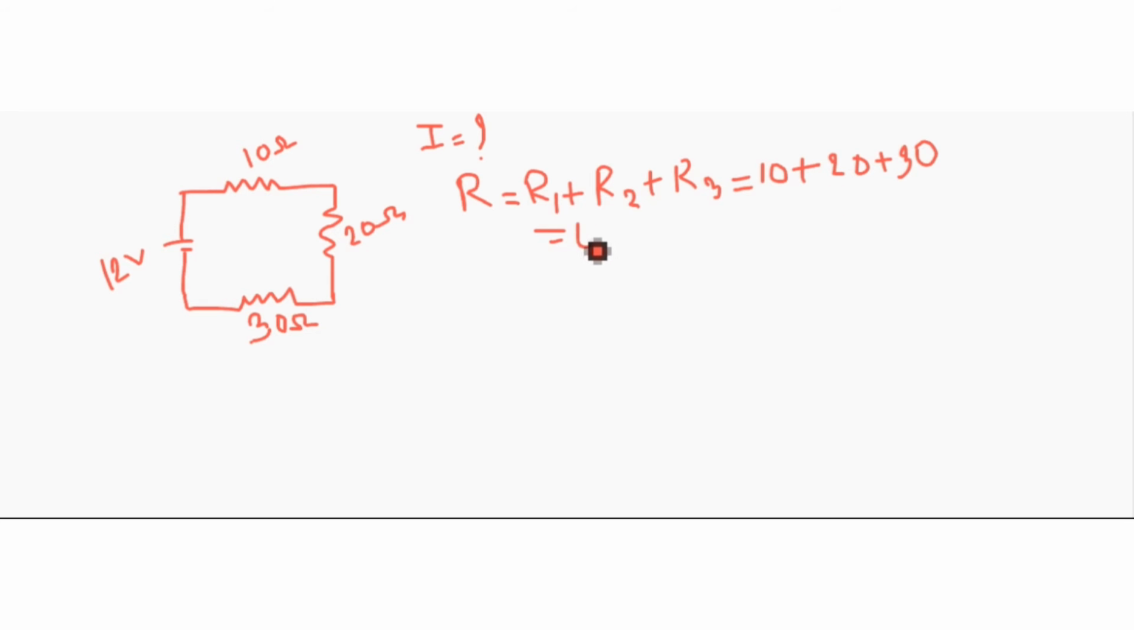So equivalent resistance is 60 ohm. Now the potential difference is 12 volt. Now according to Ohm's law, R is equal to V by I. So now we will put the values of R and V. R is 60 and V is 12.